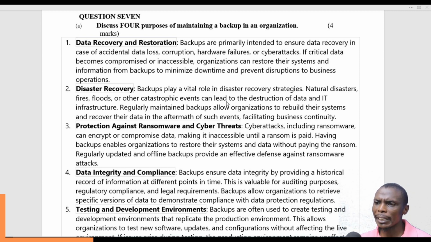Then we have disaster recovery. Backups always play a vital role in the disaster recovery strategy. There are very many disasters that may come unprecedented in a company, for example natural disasters, floods. There could be other catastrophic events that can lead to destruction of data. So regular backup allows organizations to rebuild their systems and to recover the data after these unprecedented natural disasters.